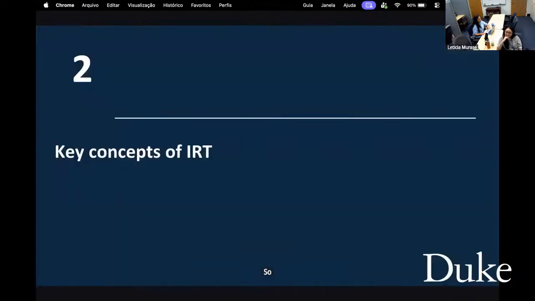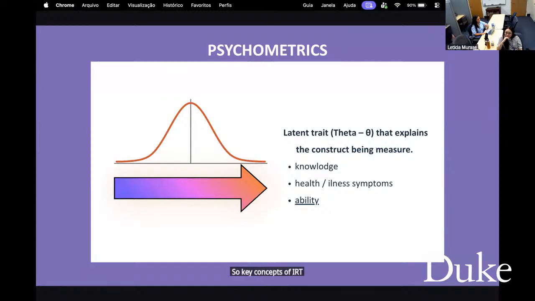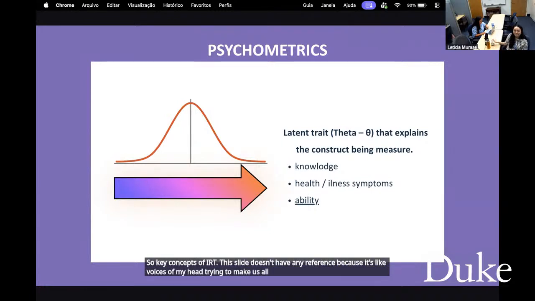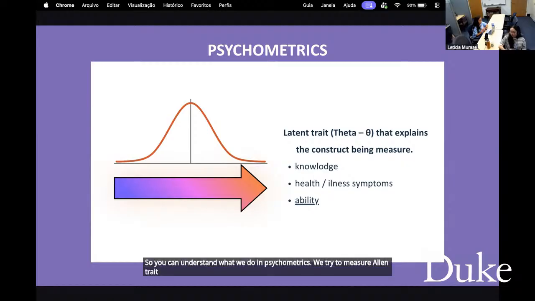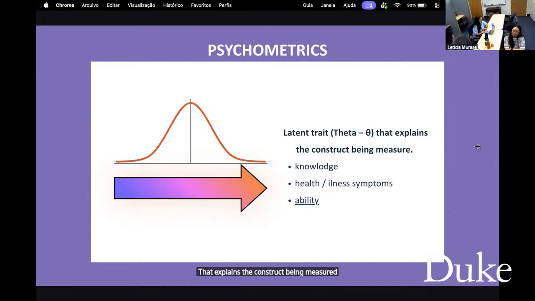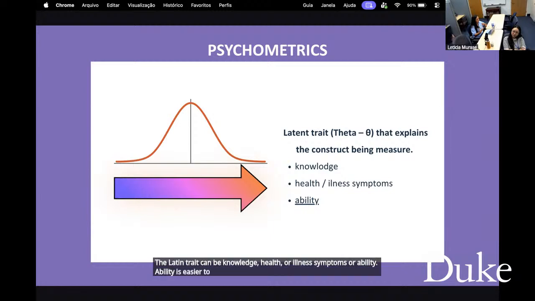So, key concepts of IRT. This slide doesn't have any reference because it's like the voices of my head trying to get us all on the same page, so you can understand what we do in psychometrics. We try to measure a latent trait that explains the construct being measured. The latent trait can be knowledge, health or illness symptoms, or an ability. Ability is maybe easier to understand.